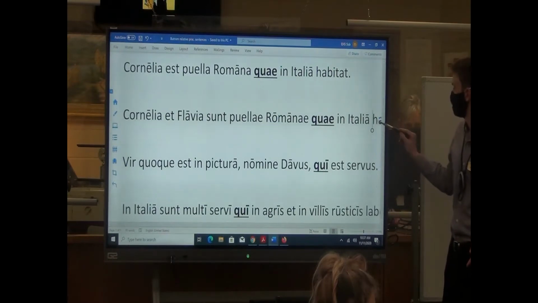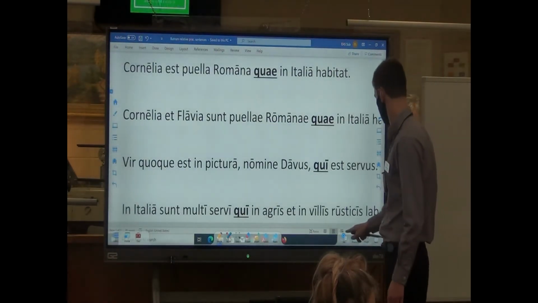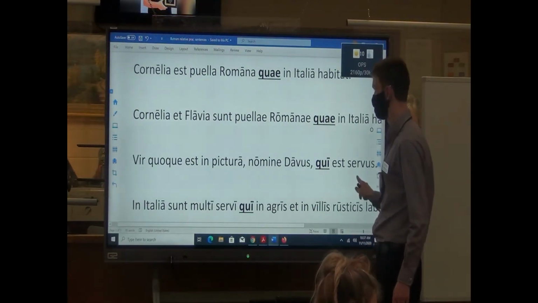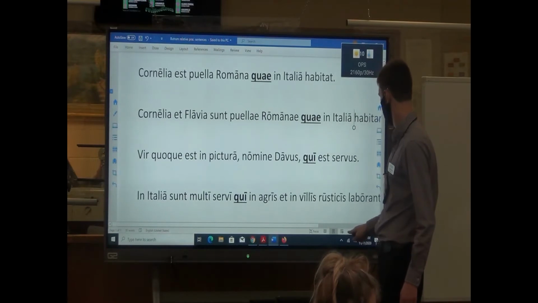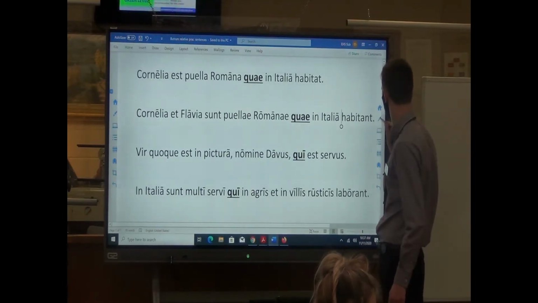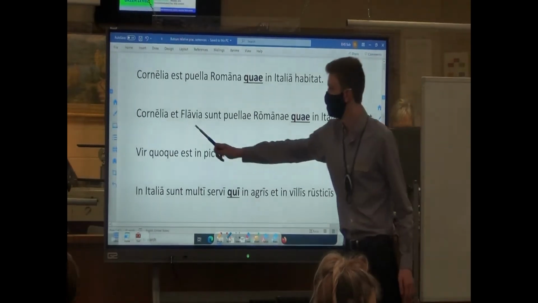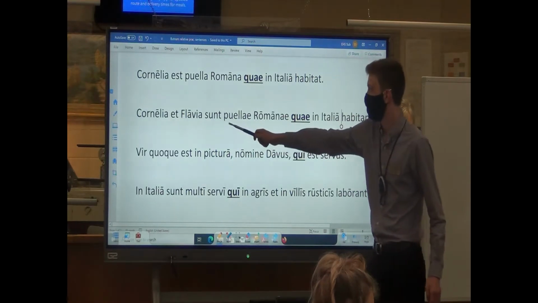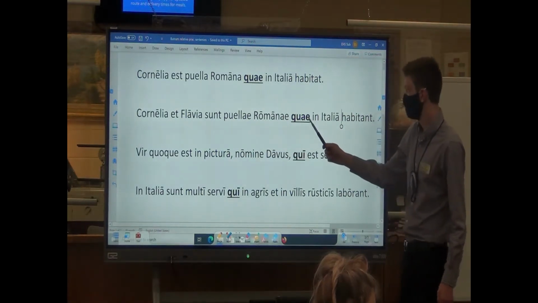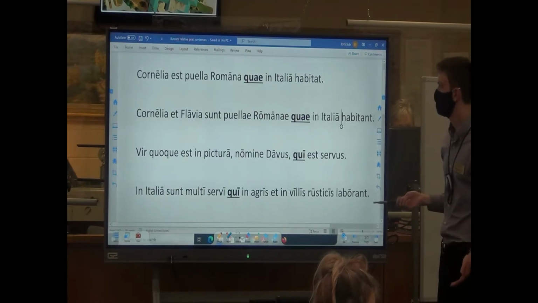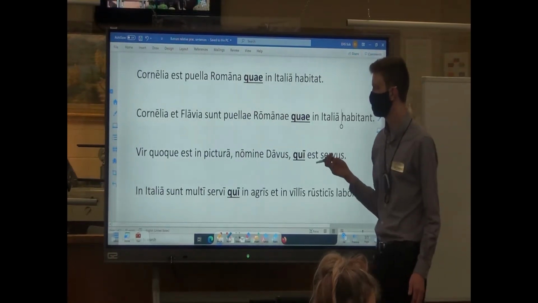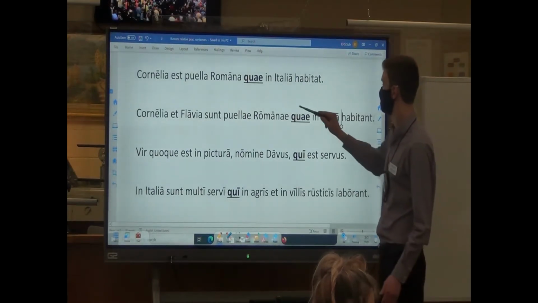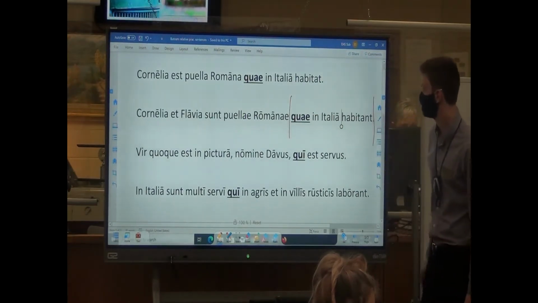Okay, so next sentence, which is kind of cut off, so I'm going to zoom out. It's something similar to what we just translated, and this is still kind of basic Familia Romani. Read it with me. Cornelia and Flavia are Roman girls. Right. So, what's a relative clause here? Who lives in Italy. This is a relative clause.